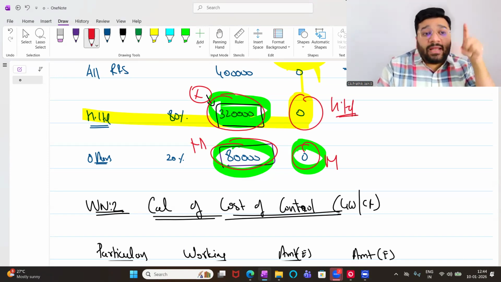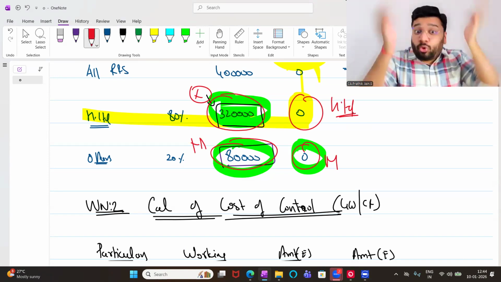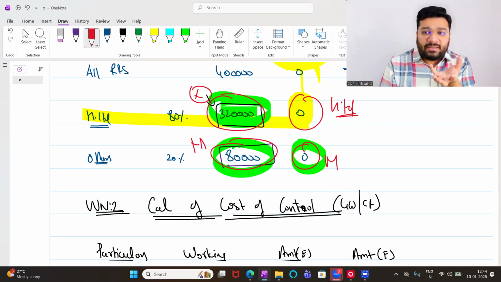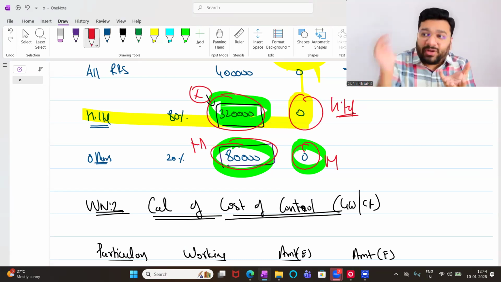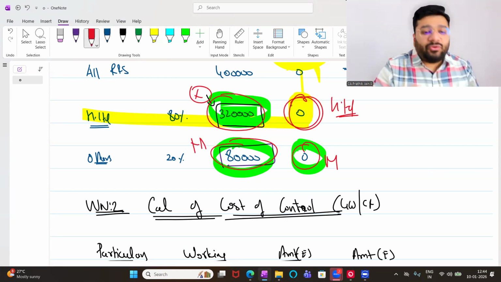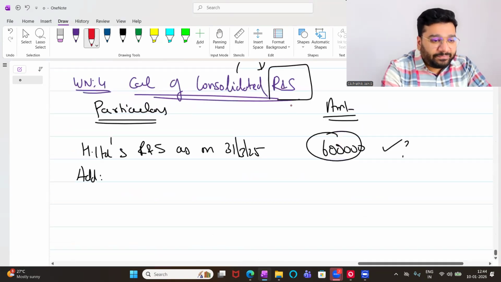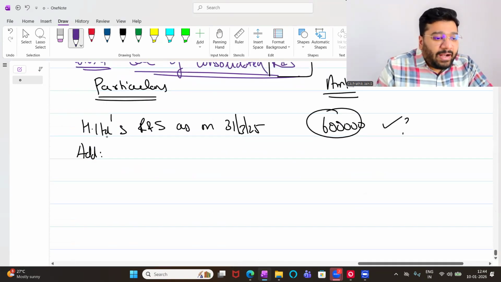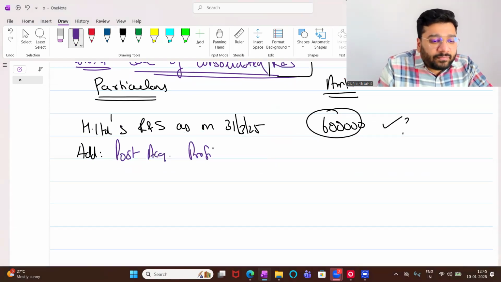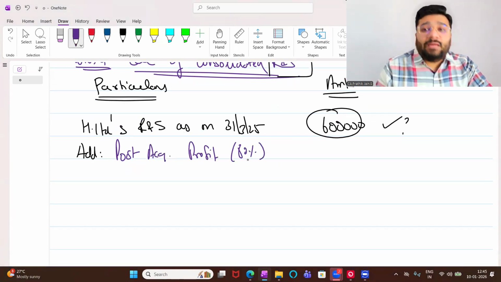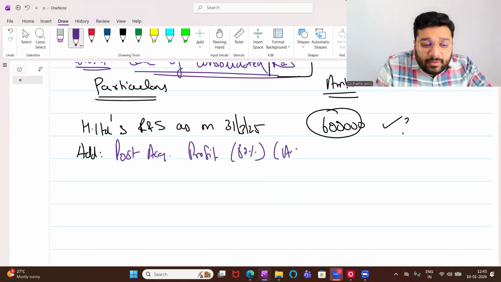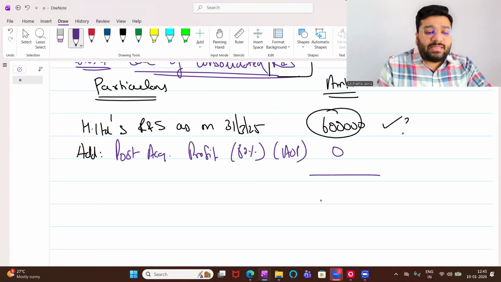I'm preparing consolidation. Who's preparing? Holding company. So holding company wants to know what is my total profit. 6 lakhs, his own profit, plus the subsidiary's profit, what he has earned after acquisition. This is what I will take into consideration, which is zero in our example. So add post-acquisition profit to the extent of 80%. This is coming from where? AOP. In our example, it is zero. Total how much? 6 lakh rupees.